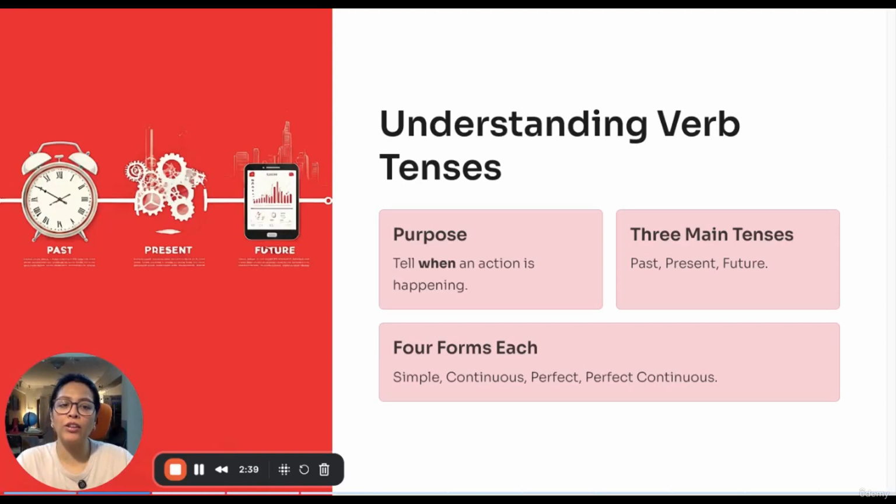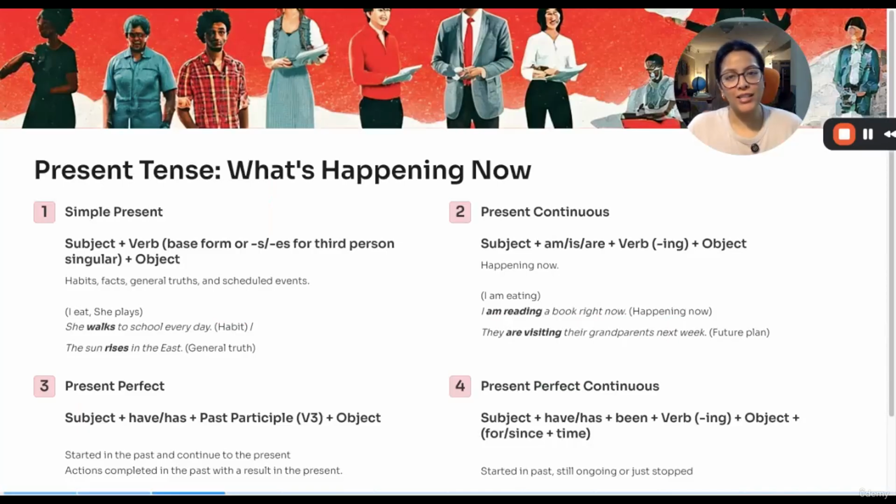As I have mentioned before, there are three main tenses: past, present, and future. However, these three tenses have four forms: simple, continuous, perfect, and perfect continuous. These four forms will be explored later on in the session today. So let's start with present tense. Present tense, as the name suggests, is something which is happening right now, in the present time. Now, present tense has four forms: simple present, present perfect, present continuous.